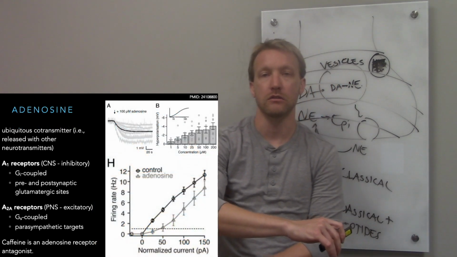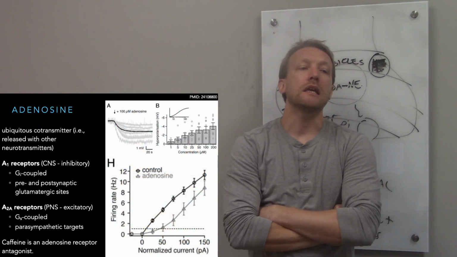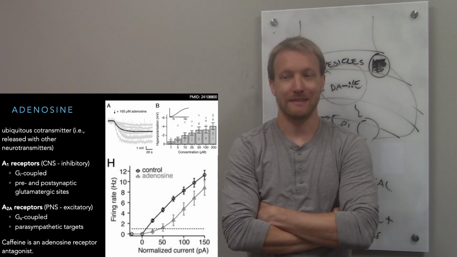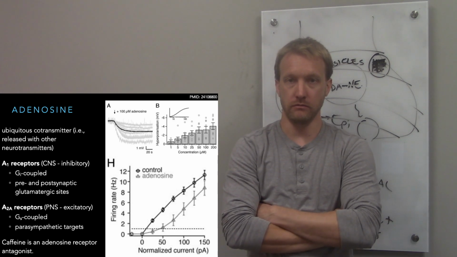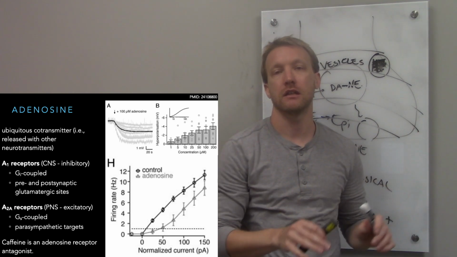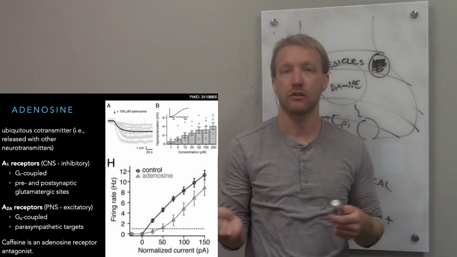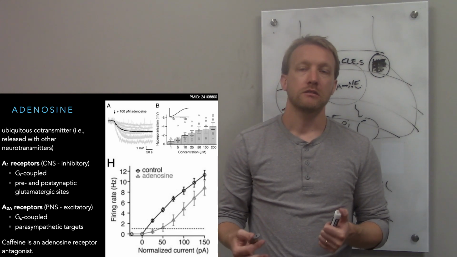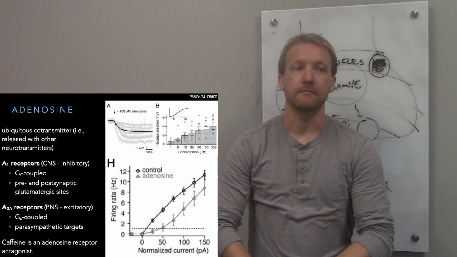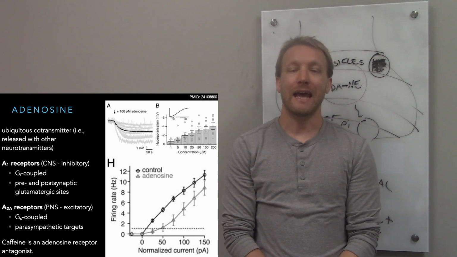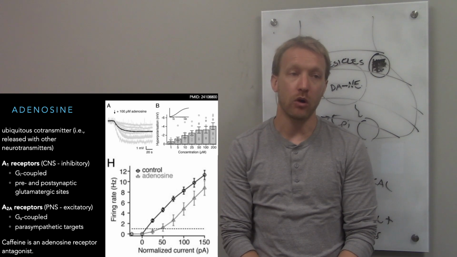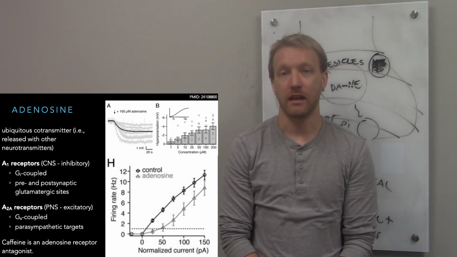Now, adenosine's a little strange in that it is co-released with other transmitters. Like, it doesn't work on its own. There's no just spitting out adenosine. There's no adenosine vesicles. It gets co-released with other neurotransmitters. So it kind of just piggybacks along for the ride. Adenosine has a couple different types of receptors. One is inhibitory, the A1 receptor, and this is what you find in the CNS.